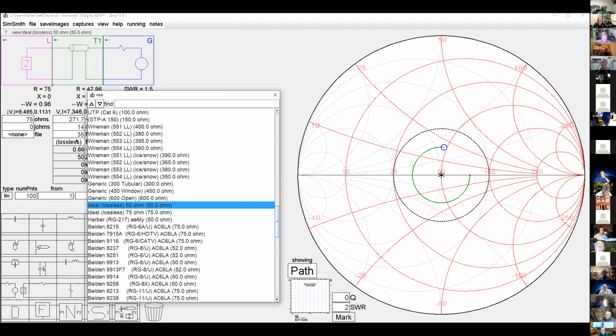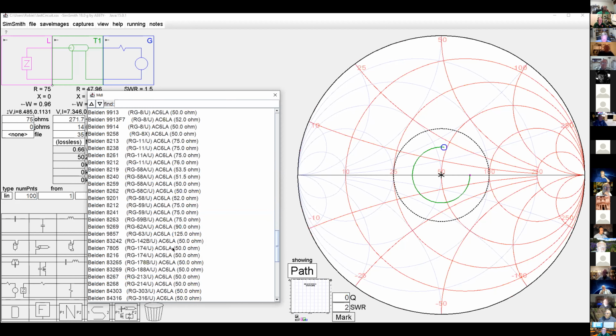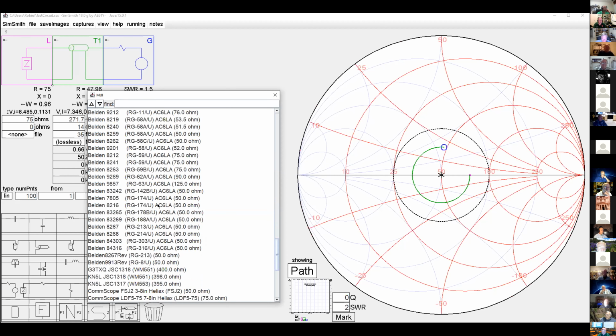So when I clicked on this box, I have lots of options. It has the data loaded into it for a lot of commonly available transmission lines. Here's the Wireman's 555. If you guys are familiar with that, that's an open wire line. It has some basic generic lines with some basic generic parameters. It has a 75 ohm lossless line. I'm using a 50. It has your Belden family of coaxes, a number of those.